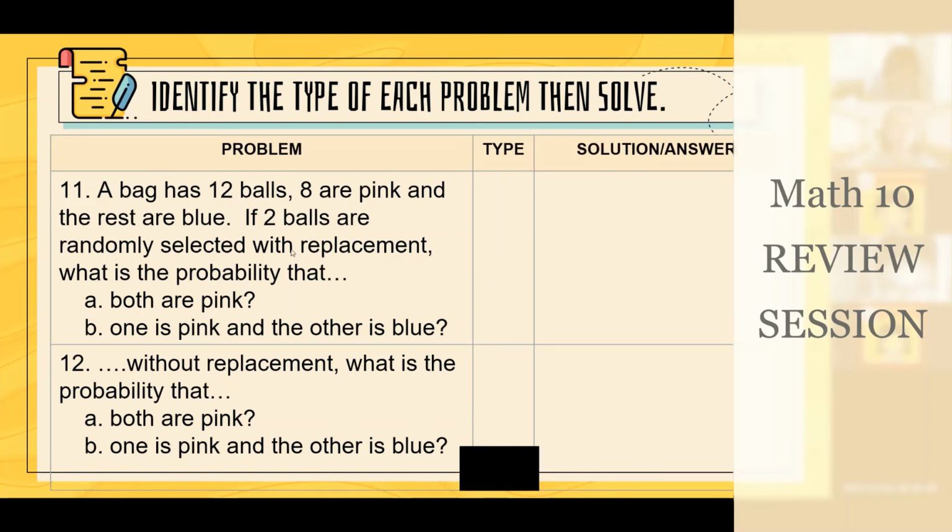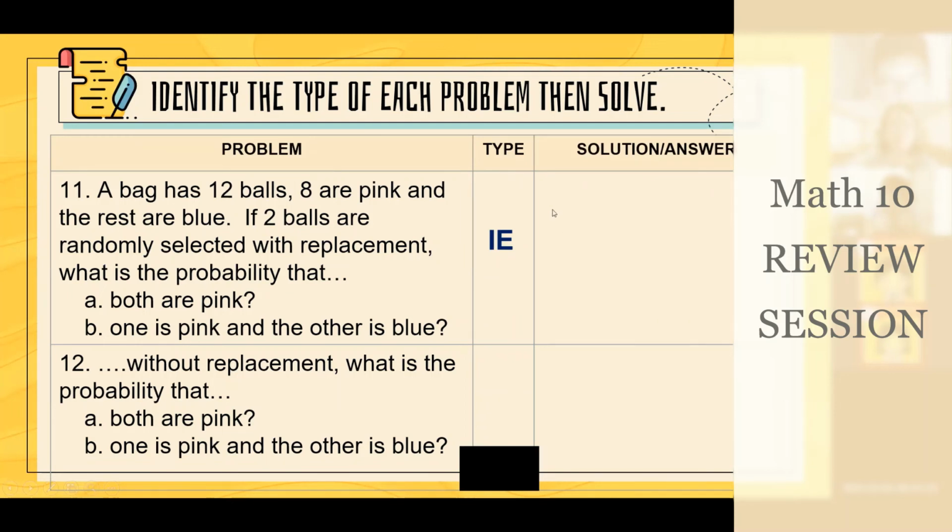Okay, let's answer number 11. What type of problem is number 11? You have only 2 options, whether dependent or independent events. What is number 11, Nathaniel? Independent po. Independent because of the words with replacement. So it's IE. Check. Very good. Okay, letter A, what is your answer?